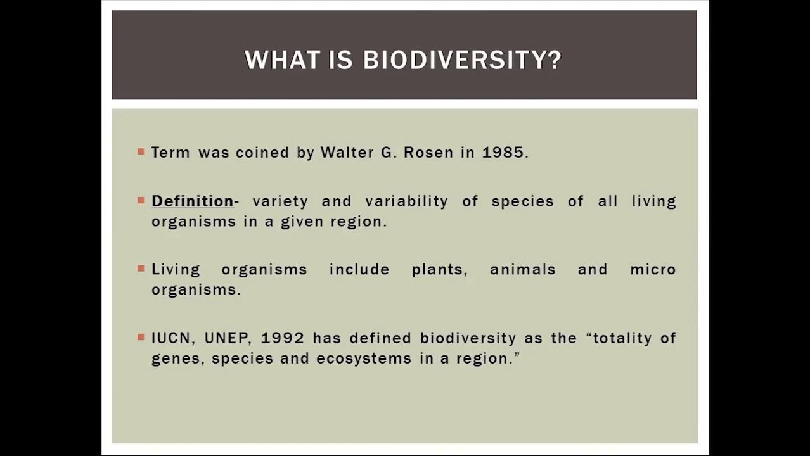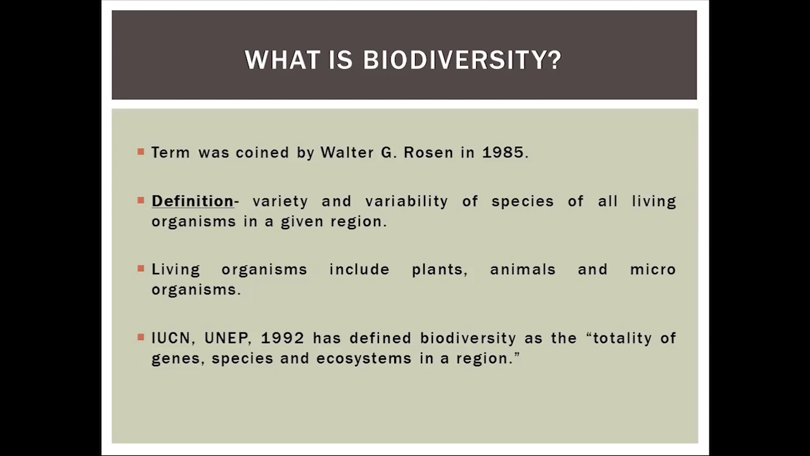The variety means different types of plant and animal species that may be present in a given region, isn't it? A given region will have different herbs, shrubs, tree species. Similarly, different animals like ants, insects, earthworms, birds, mammals may be present in a given habitat. So that is the variety of species.